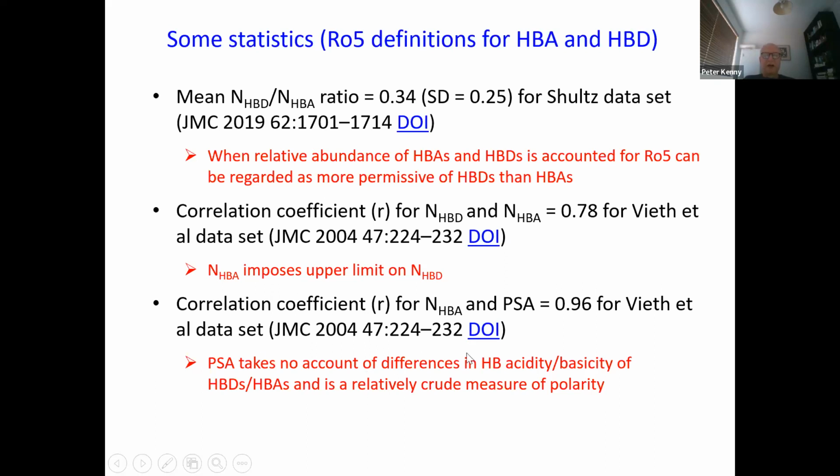This one at the bottom shows that the number of hydrogen bond acceptors per polar surface area are very strongly correlated. That's polar surface area as opposed to total surface area. And these links should all work, so you can go and check that I've not got a typo or whatever.